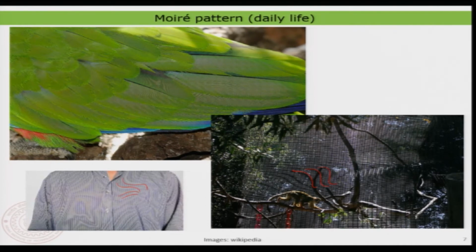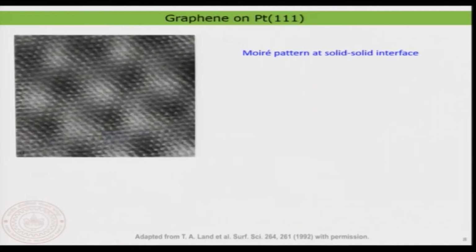So, this is what a Moire pattern is, and now how are we going to make use of it? That is something you will see in this example and also in a few other examples that I am going to show in the next lectures. This is the graphene that we have already seen in the previous class, deposited on a platinum 111 surface. I told you already that these spots are nothing but graphite atoms, or the graphene atoms.